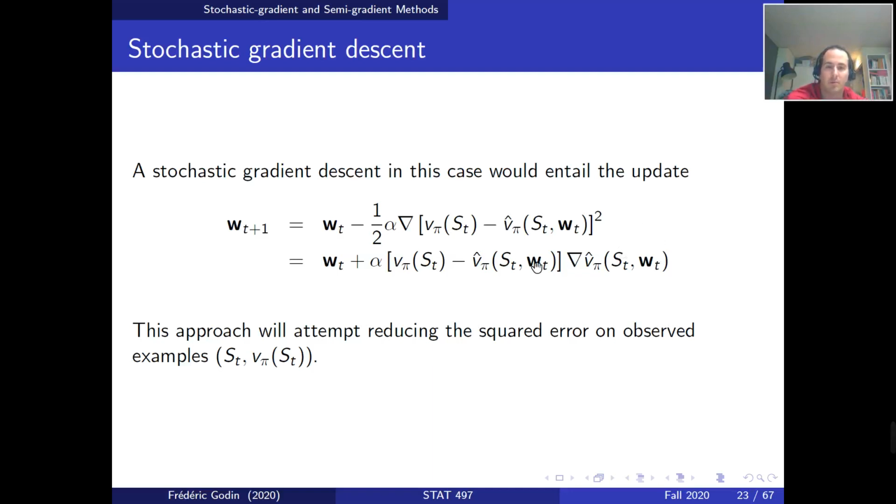Okay, so this rule. If we truly observed the value function in ST on every time step, we could use that rule, because here this quantity would be known. But in practice, using this directly is impossible because this quantity is unknown. We don't know the value function in each state. But if we knew it, this approach would attempt to reduce the mean square error every time a new training example, ST and its associated value function, is encountered.